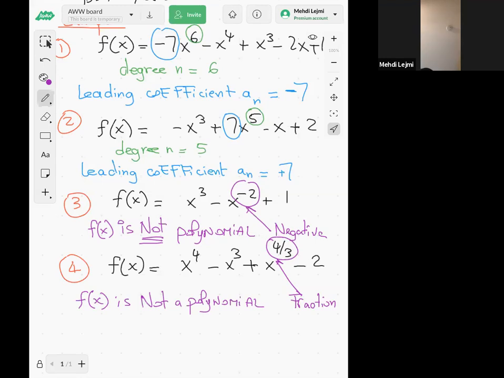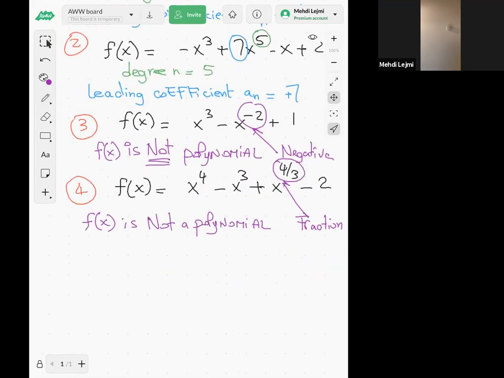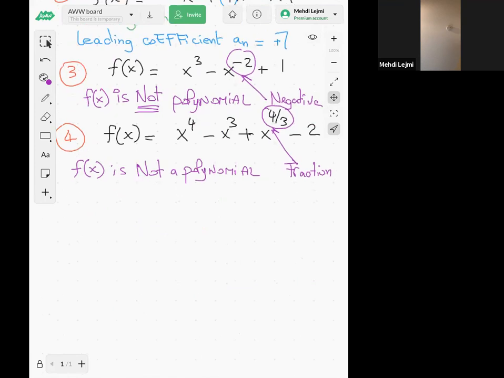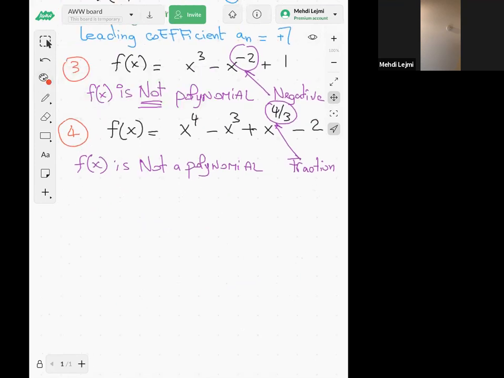Right? Is there any question, guys? Please feel free to interrupt me if you have any question. Right? So yeah, here's a very quick exercise. We have to determine whether f of x is a polynomial or not. And if it's a polynomial, you have to find the degree and the leading coefficient.